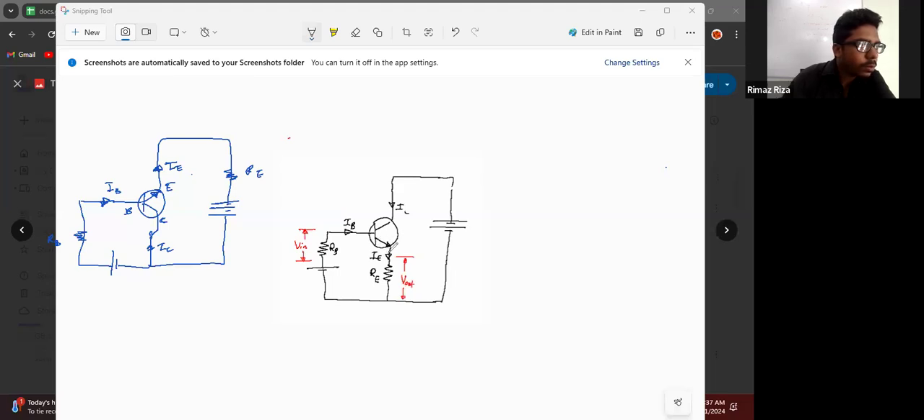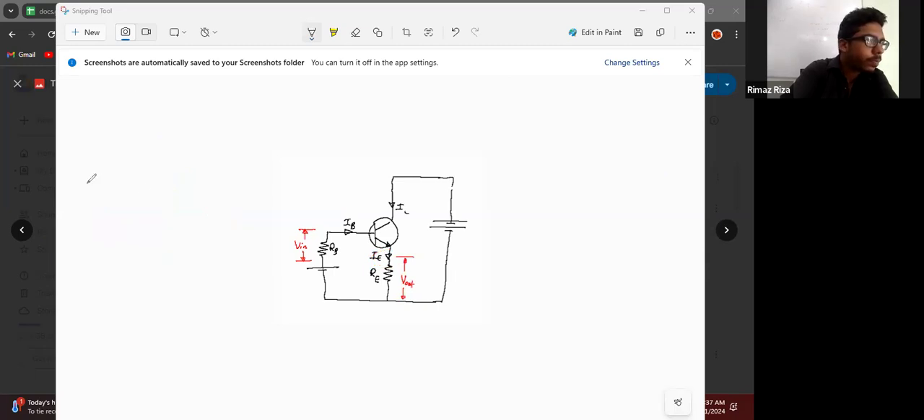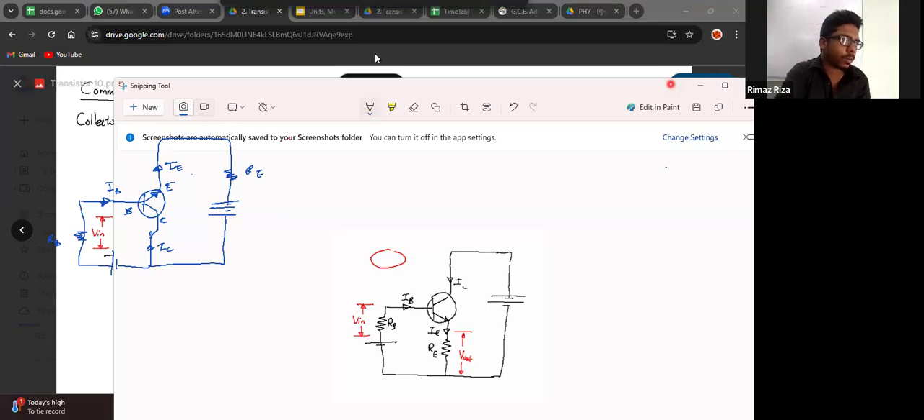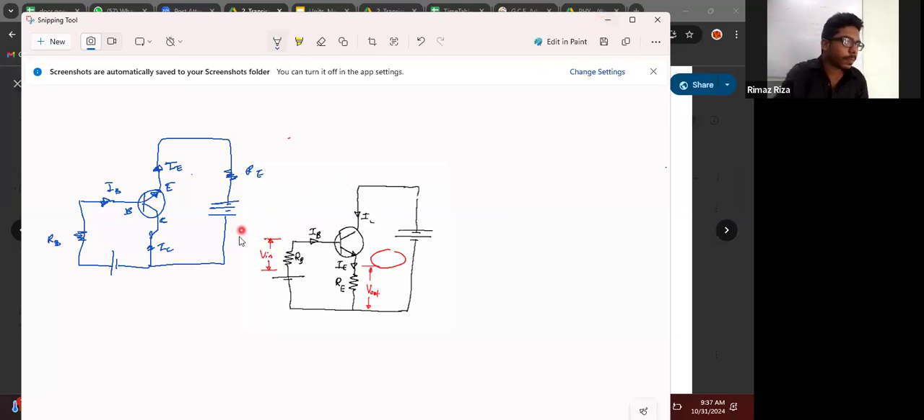No, I think this one is wrong. I think here this is common emitter. No, this is common collector. I think so. This is the common collector. So the collector terminal has to be common.